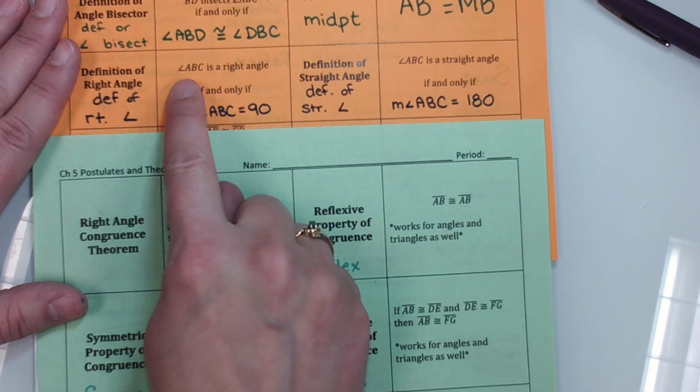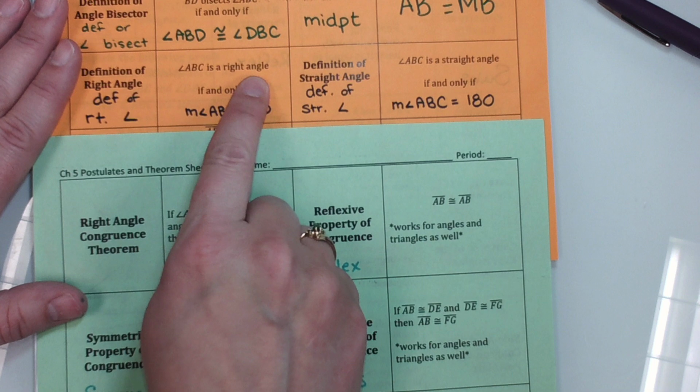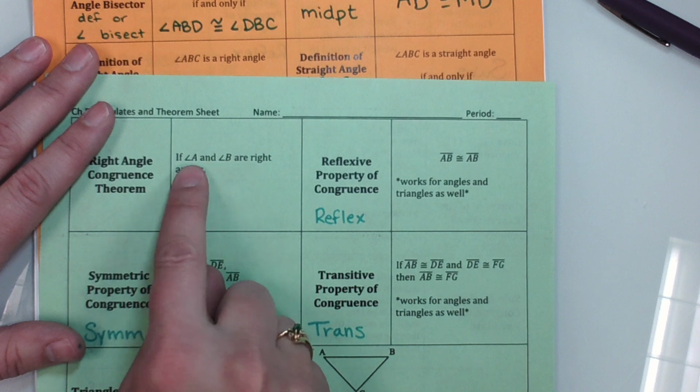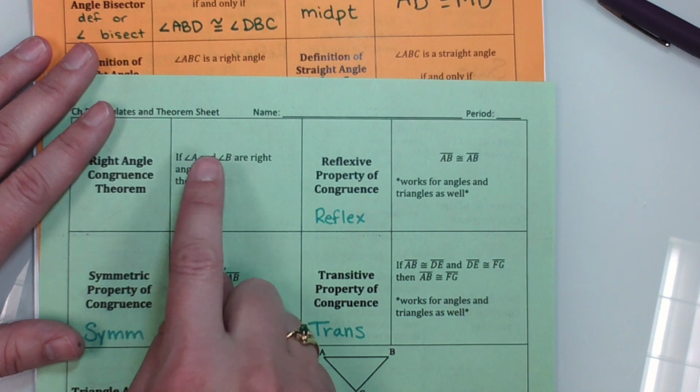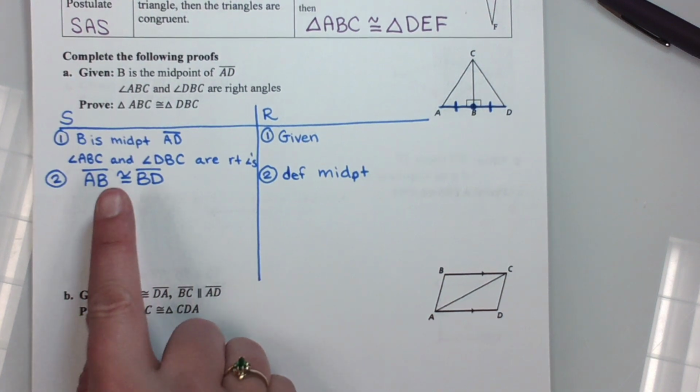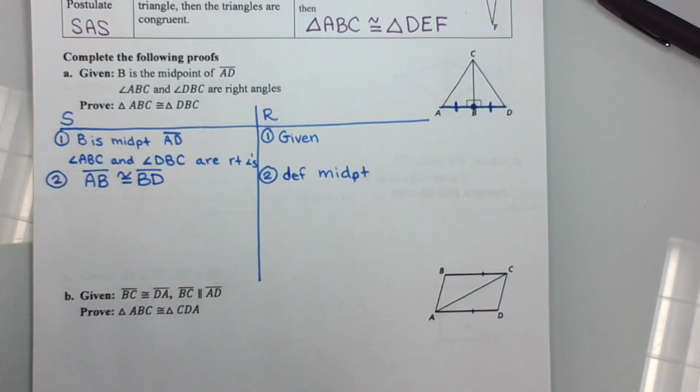This one, do you notice there's only a single angle here? When it says this angle is a right angle. This one has two angles that it says are right angles. Does our proof have a single angle being a right angle or two of them? It has two of them. Therefore, we're going to use this one.